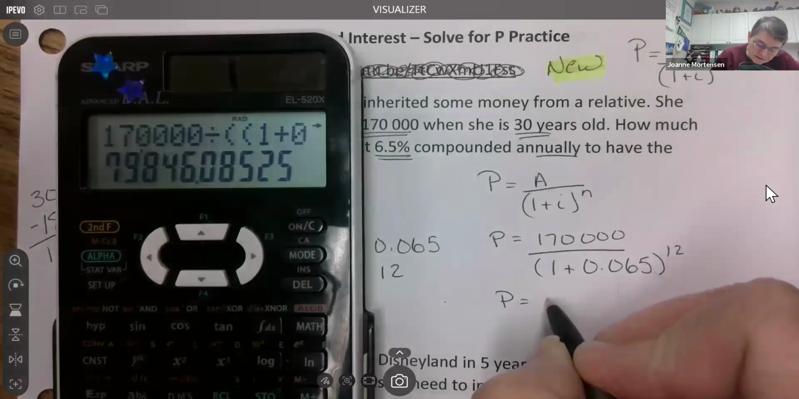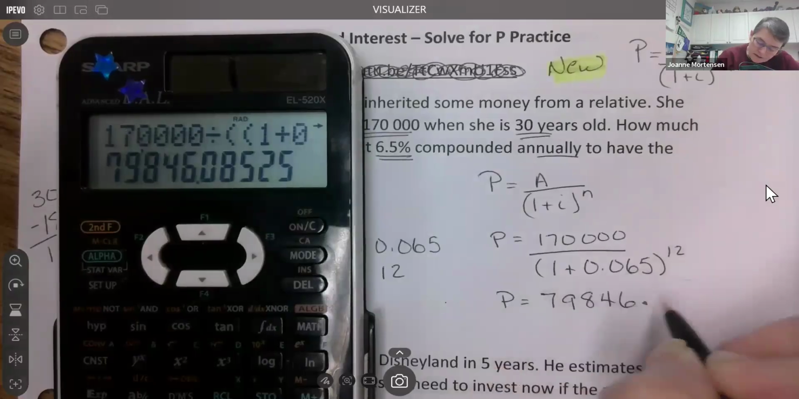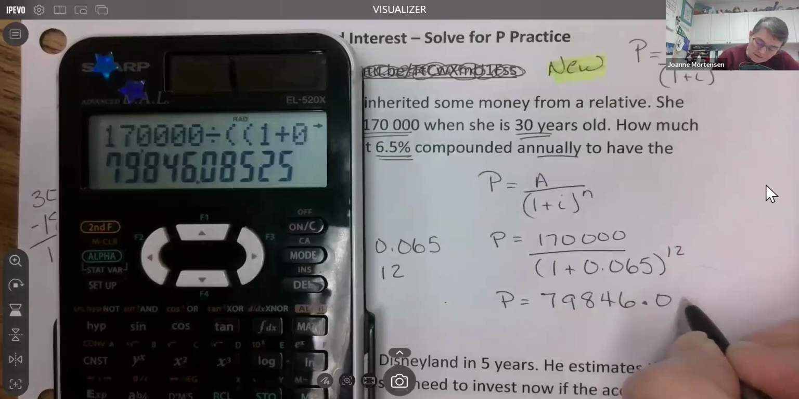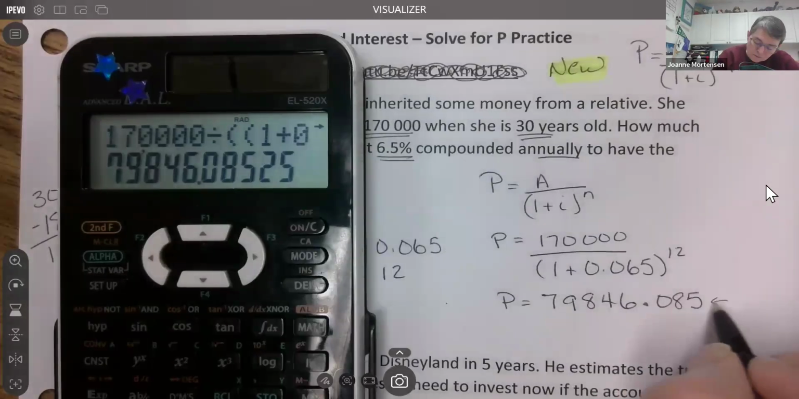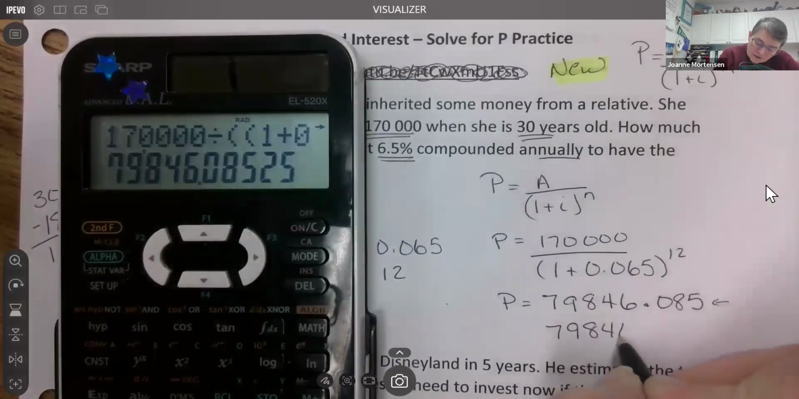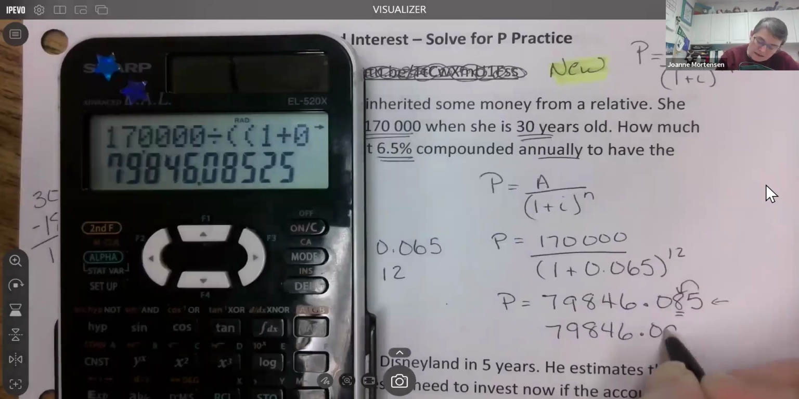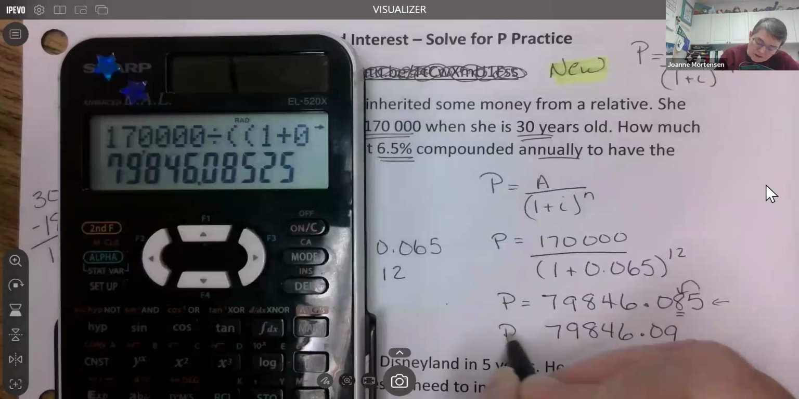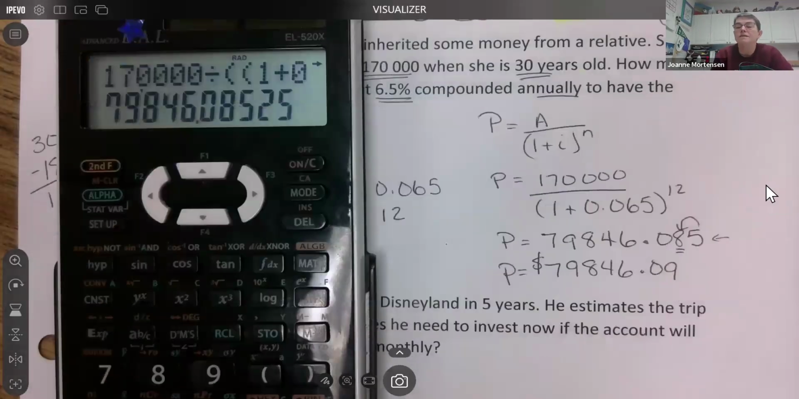So my answer is 79846.085. Remember, you guys don't need this line. This is just for me for looking at it later. 846. I'm going to round. That 5 is going to make that go into a 9. And put a dollar sign on there. Cool. There is the answer for that.